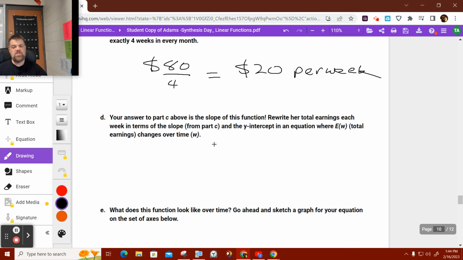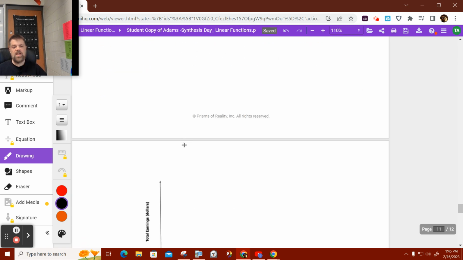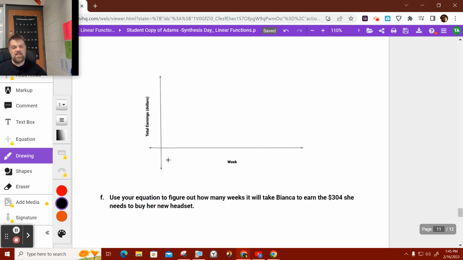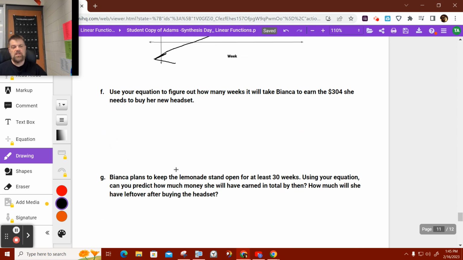D says, what's the slope of the function? We know the slope and the initial value, so per week it would be 20x minus 36. And then E says, what does the function look like over time? You got to sketch it. It's basically the same function that you have before. And then it says, use the equation to buy her new headset. Well, we know that x equals 17, right?